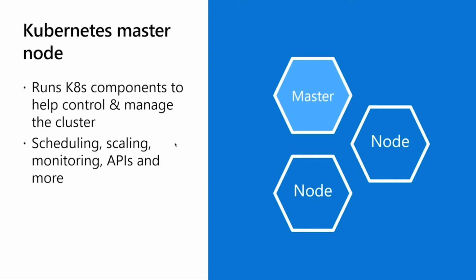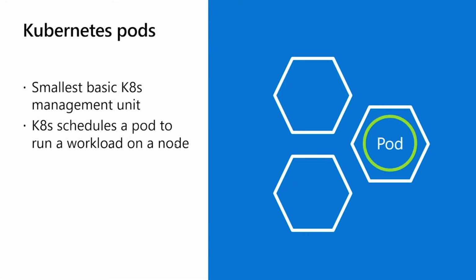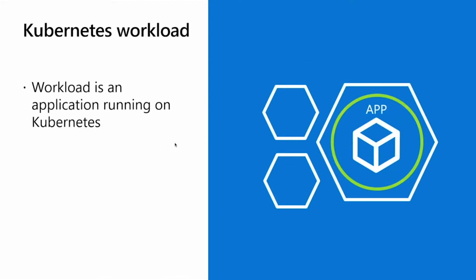Kubernetes master nodes. It runs Kubernetes components to help control and manage the cluster, such as scheduling, scaling, monitoring, its APIs, and much more. Kubernetes pods. This is the smallest base Kubernetes management unit. Kubernetes schedules a pod to run a workload on a node. A workload is an application running on Kubernetes.